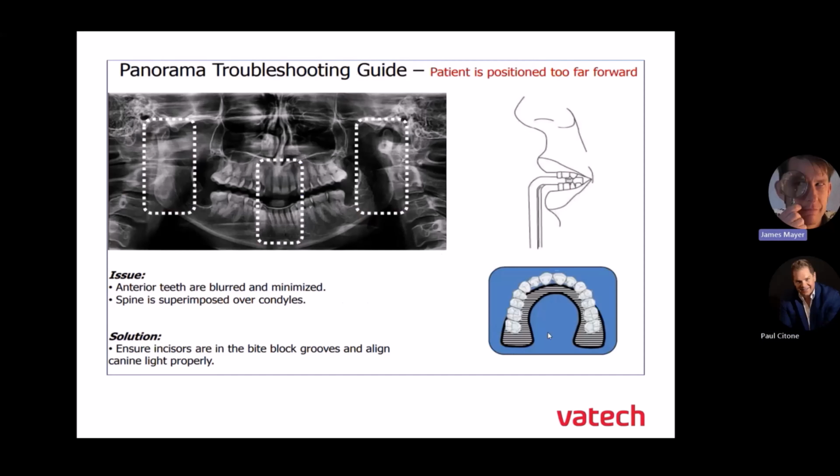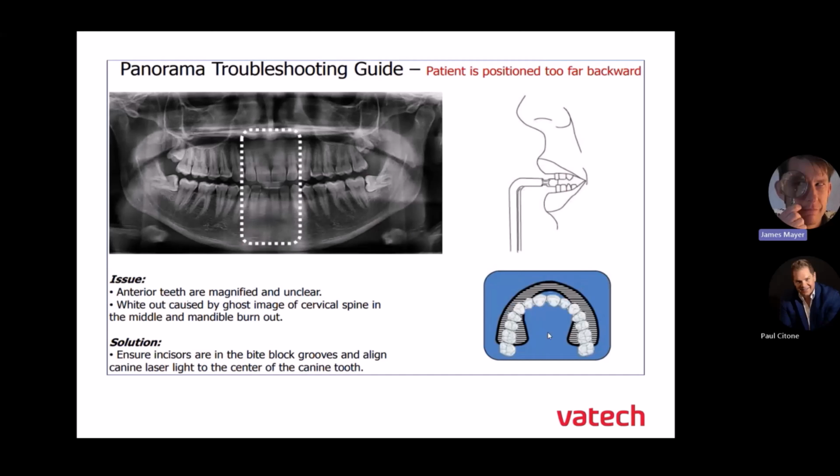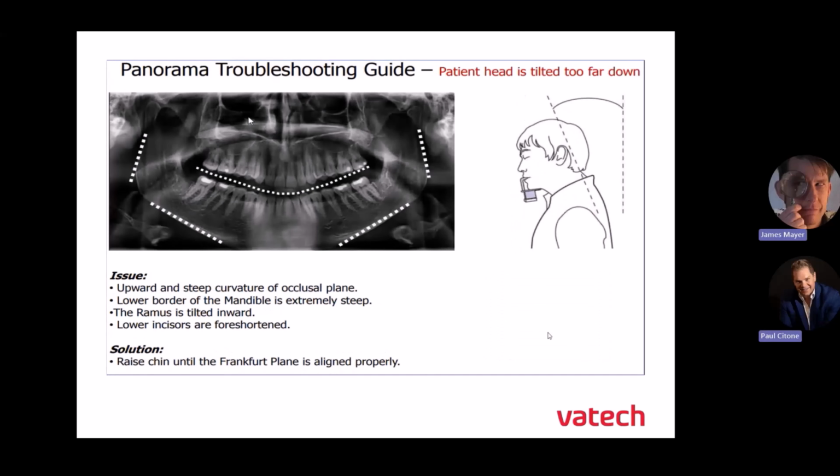Right. Now, there's also another extreme, if they're biting too far back off of the bite stick, or maybe the canine light is not lined up. We have that too far mesial. This is where we get that blurry anterior, you can see, and so we're out of that focal trough. Right, and it's causing that blurry anterior. So in this next image, we can see that the patient's head is basically tilted too far down. They're angled too far forward and too far down.